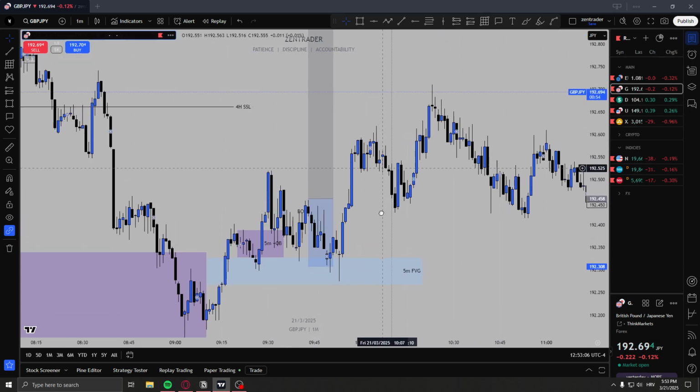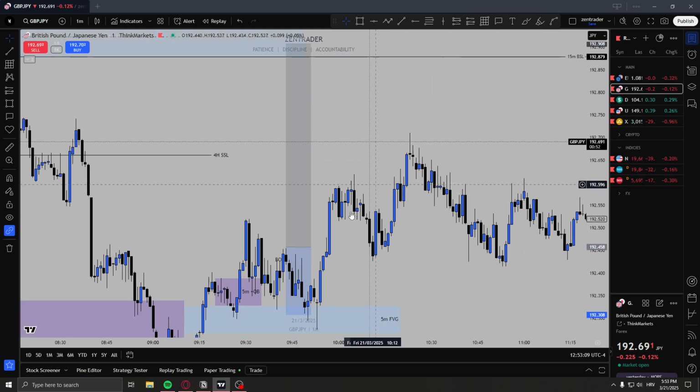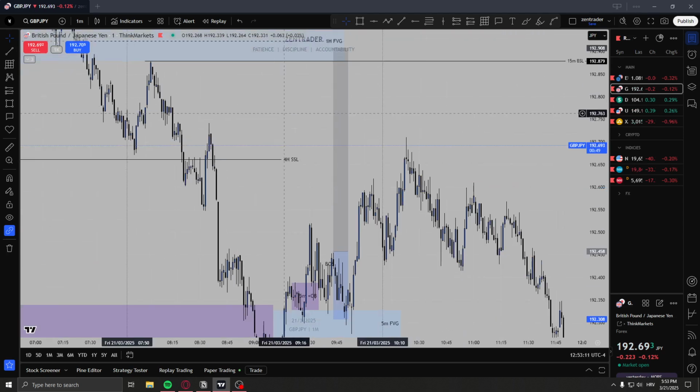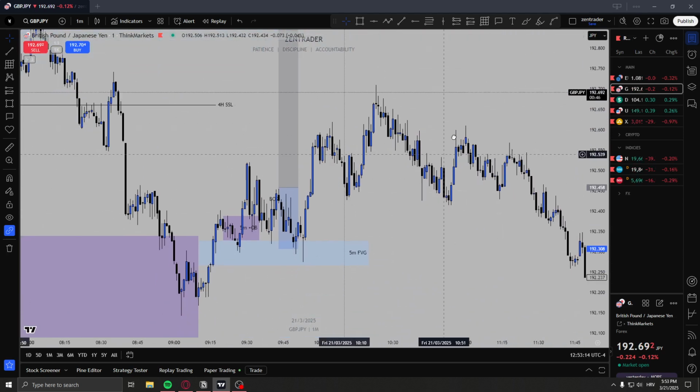This was also a very solid trade, and I was targeting the 1 hour fair value gap above. And yeah, it just didn't play out today, which is completely fine. On to the next.